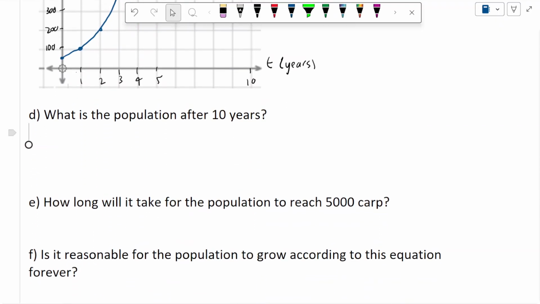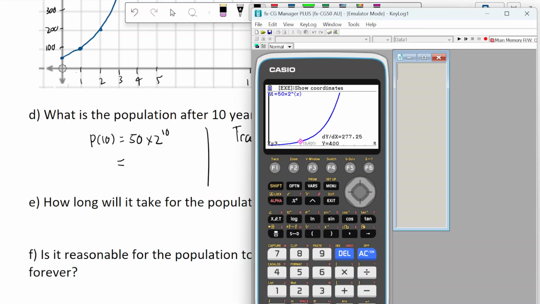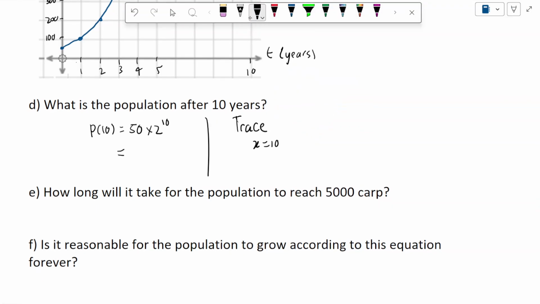And what's the population after 10 years? So there's two ways to do this. You could go P of 10 is 50 times 2 to the power of 10 and get an approximate for that. Or you can go trace and then you go x is 10 on your calculator. I'd recommend the latter, the trace method, just because it's quicker. So if you go trace and type 10, you'll see 5, 1, 200.